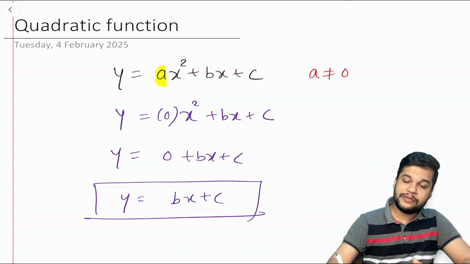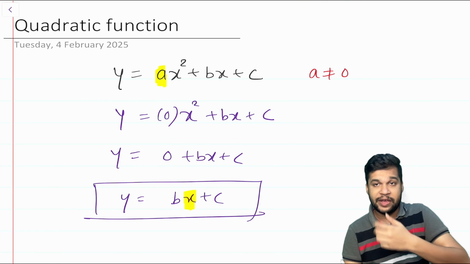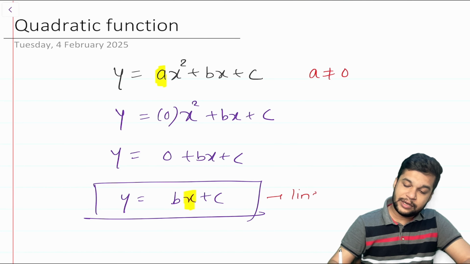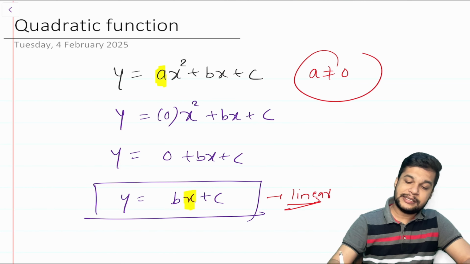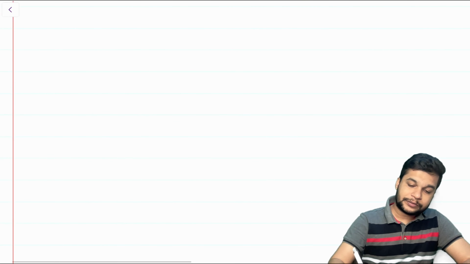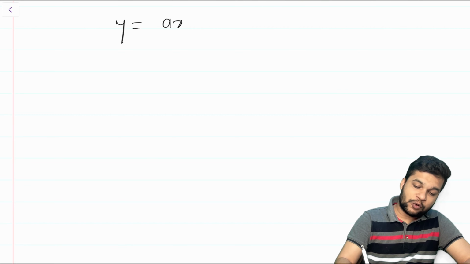Now if you observe, this is a linear function, right? The highest power of x here is 1. So it becomes a linear function. That's why a is never equal to 0. So the general form is y equal to ax square plus bx plus c.